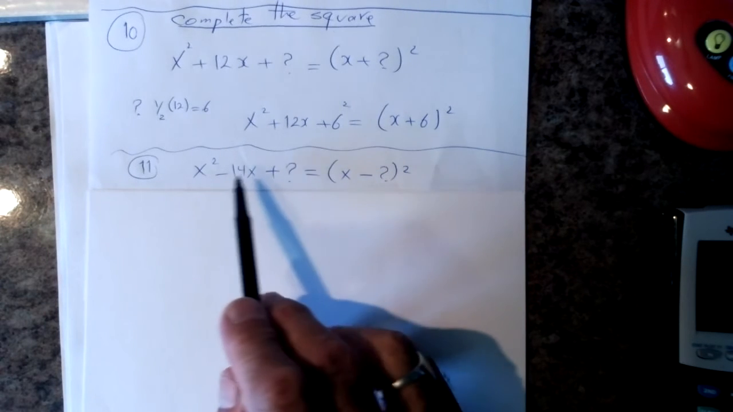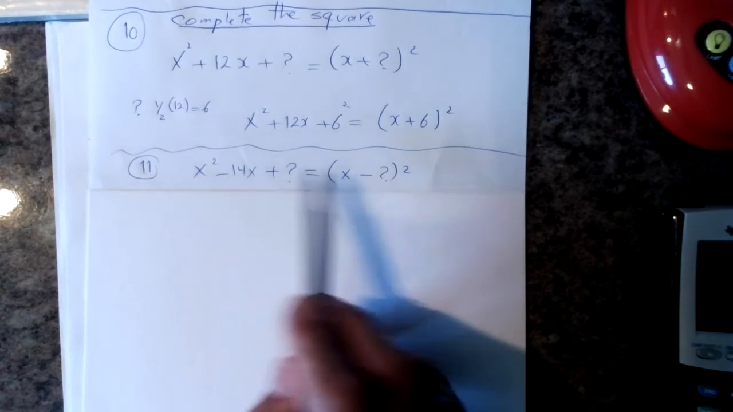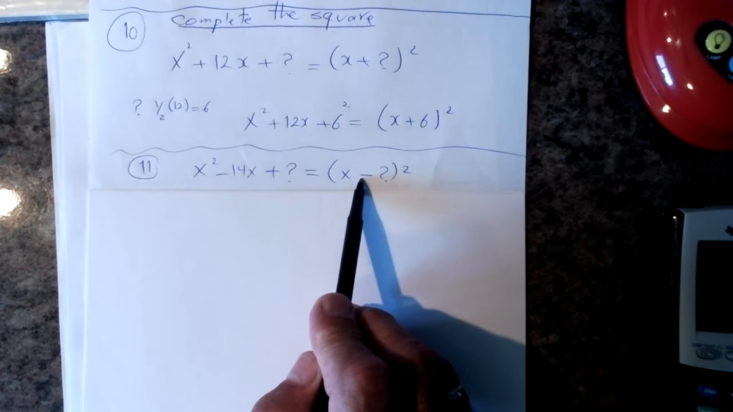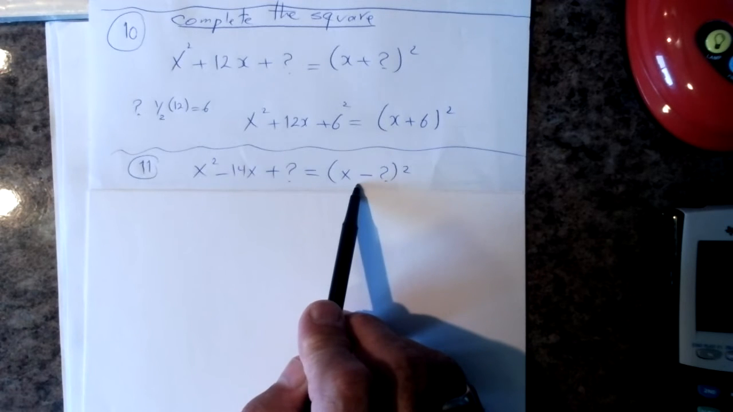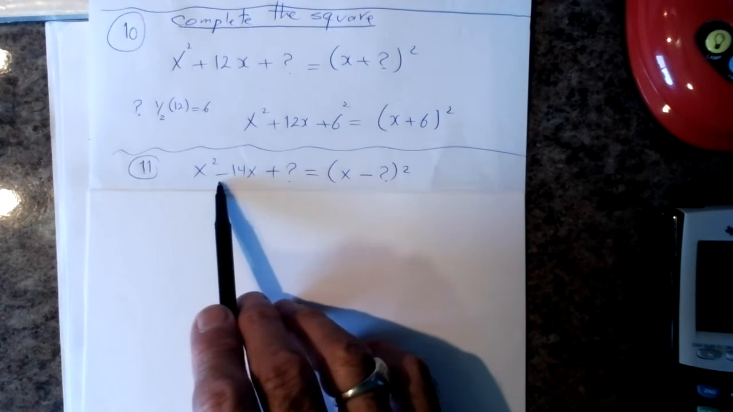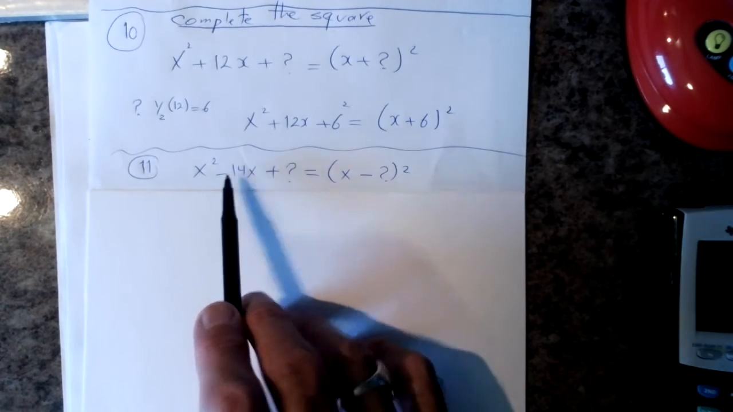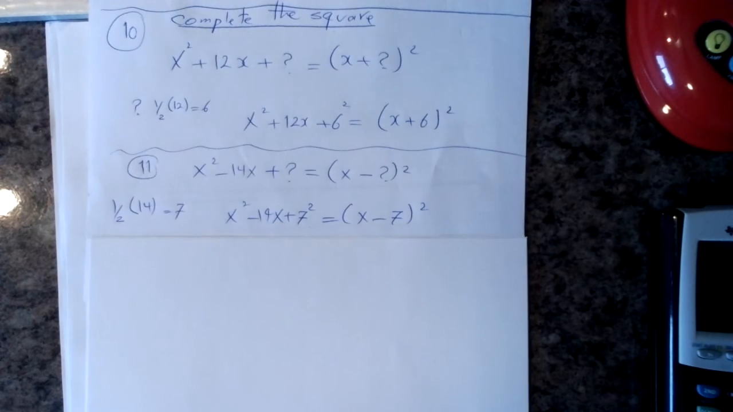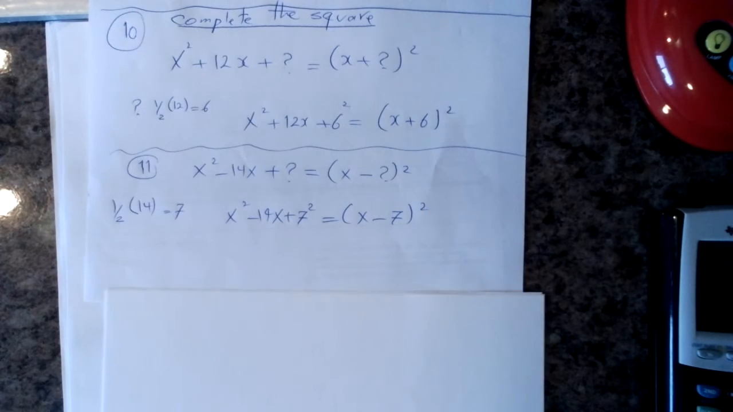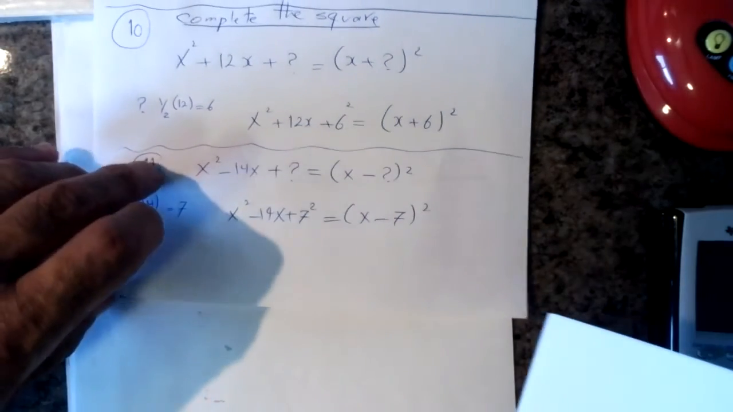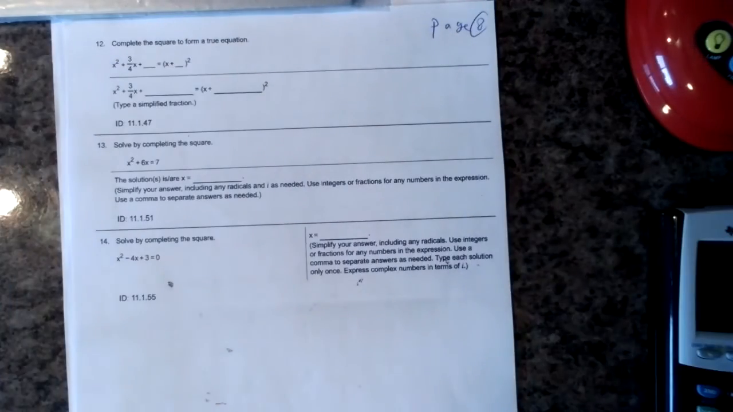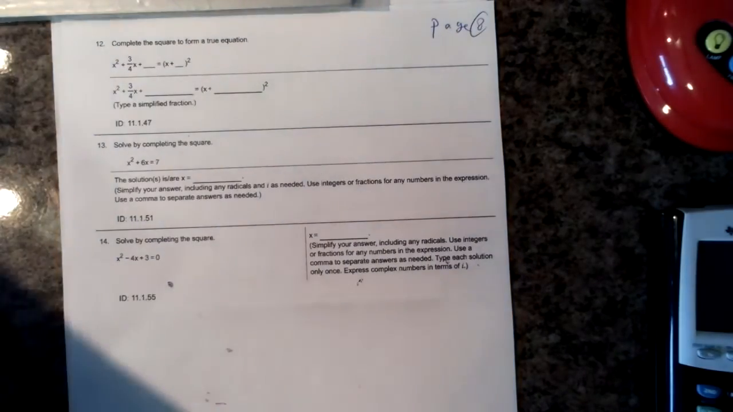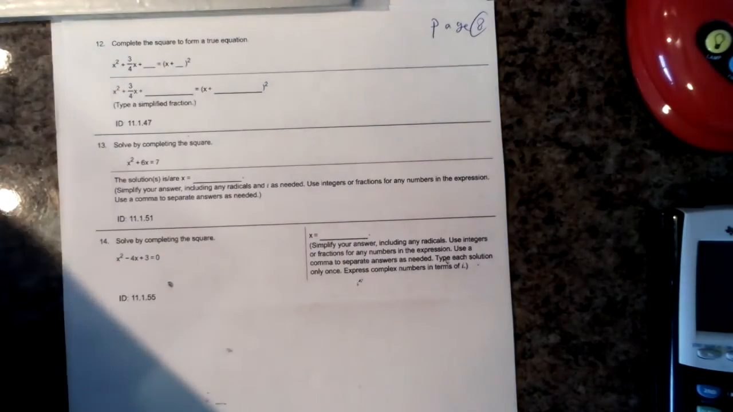Now, if it's negative, then you have a negative here. So you need to understand that. That's why you have a negative in the parentheses, because x has a negative number here. Let me go to the next one.